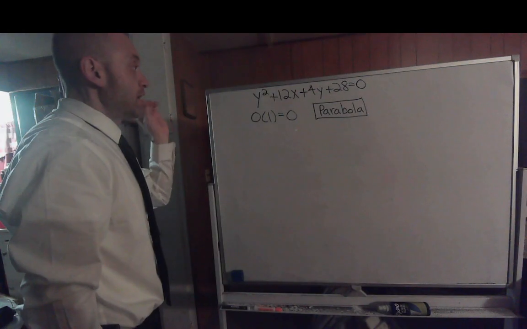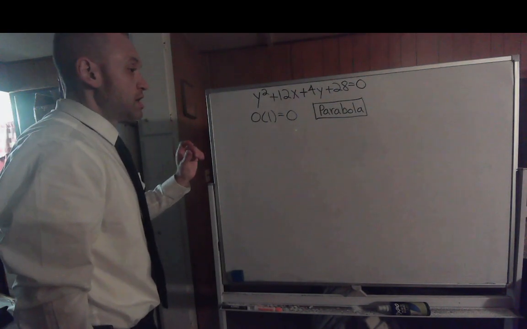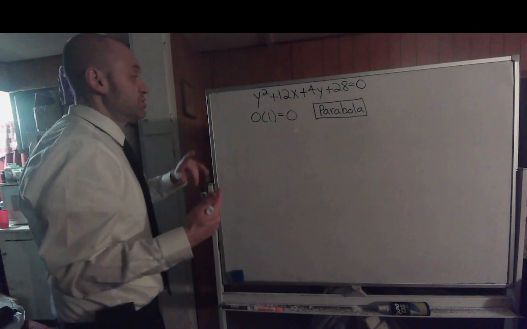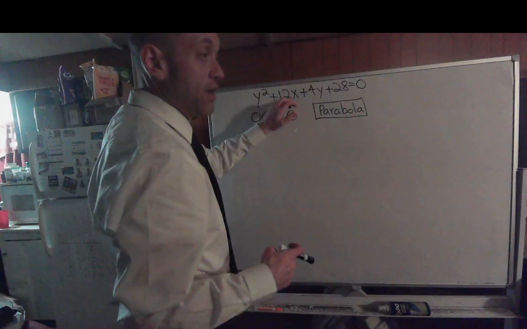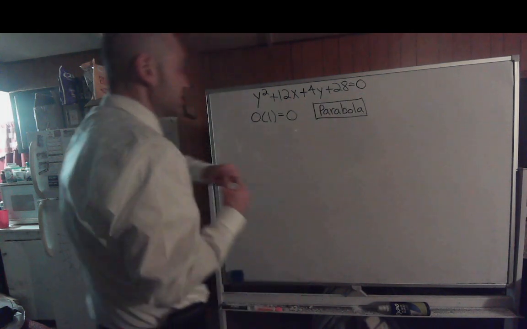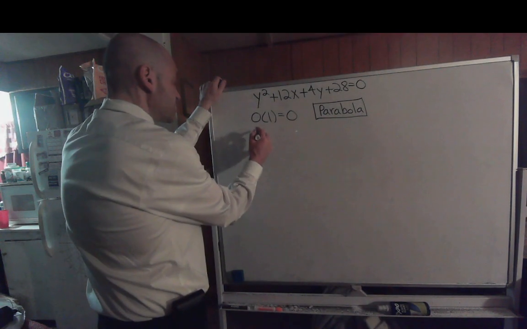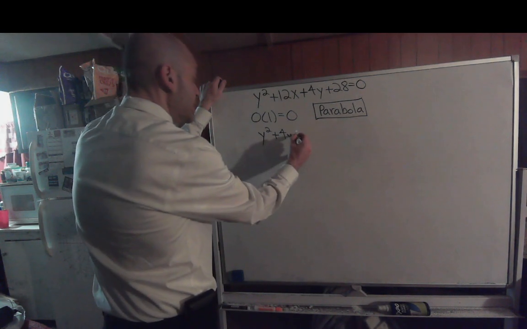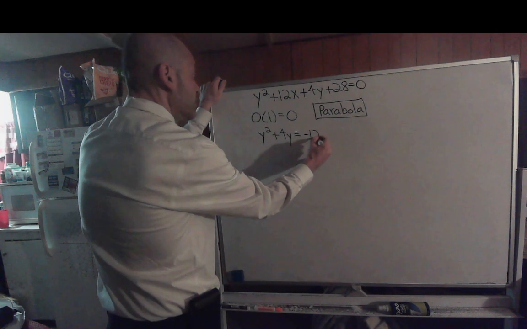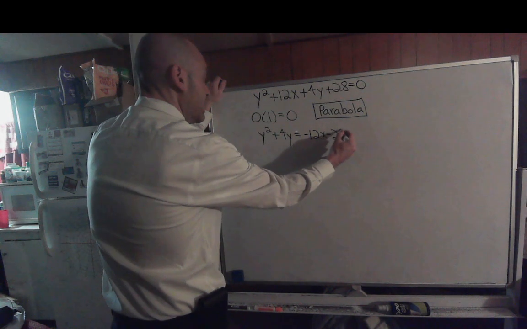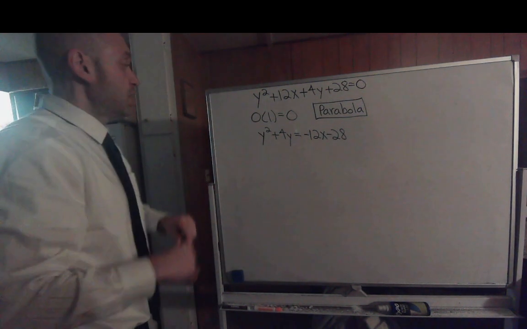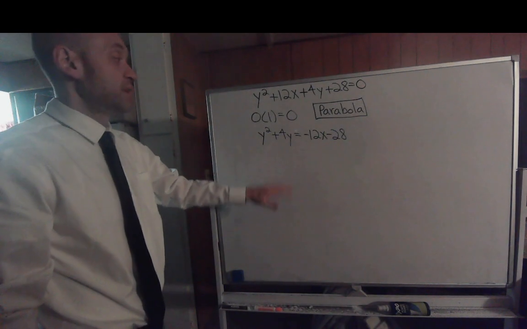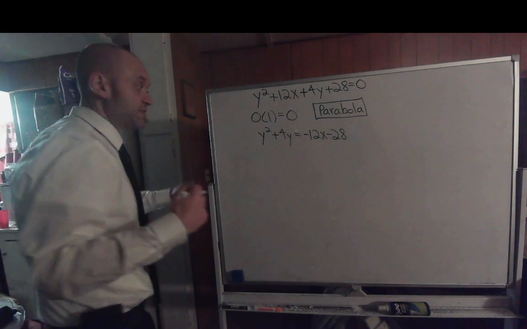Now, in a parabola, the quadratic variable is on the left, the linear is on the right. So we need to get the linear variable and the constant term moved over to the right-hand side. So this is going to simplify into y squared plus 4y is equal to -12x minus 28. Well, we should ultimately get y plus some quantity squared over here, which means we're going to have to complete the square on the left-hand side.